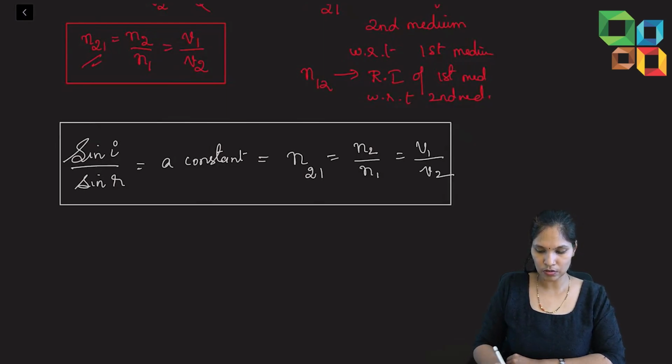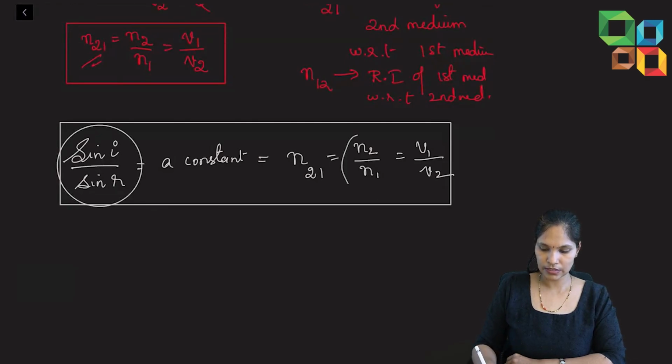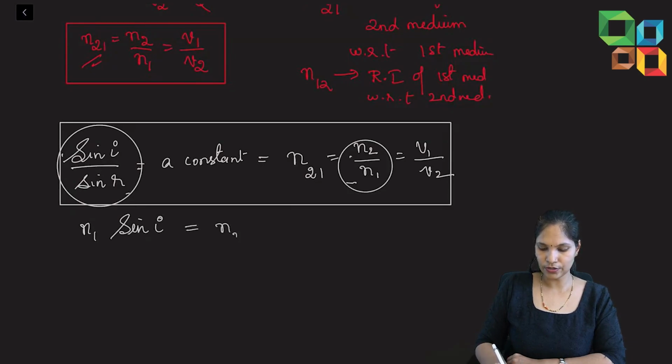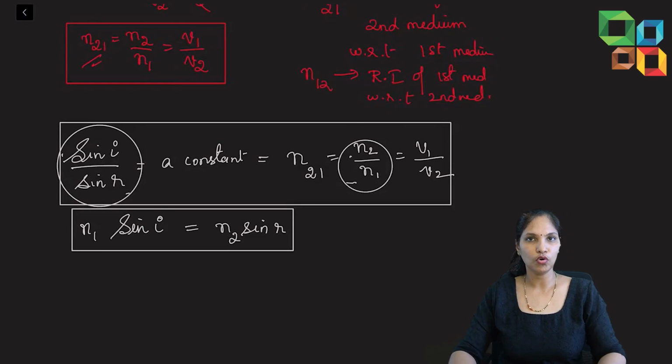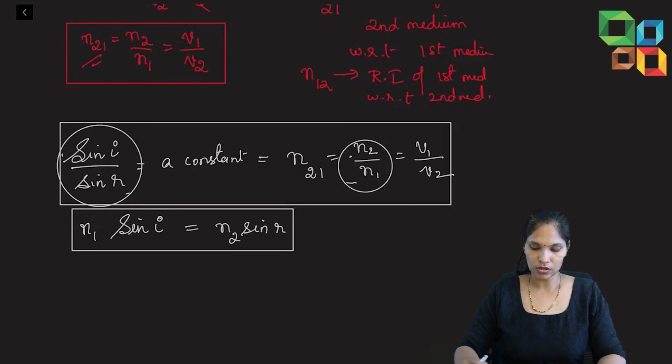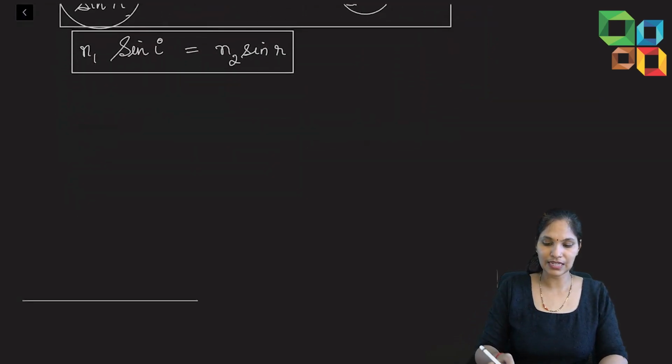Another form of Snell's law can be written like this. Since you can see here sin I by sin R is equal to N2 by N1, you can shift this up here and this with this. You get N1 sin I is equal to N2 sin R. So this is another form of writing Snell's law. Hope you understood this Snell's law. So finally, the statement.